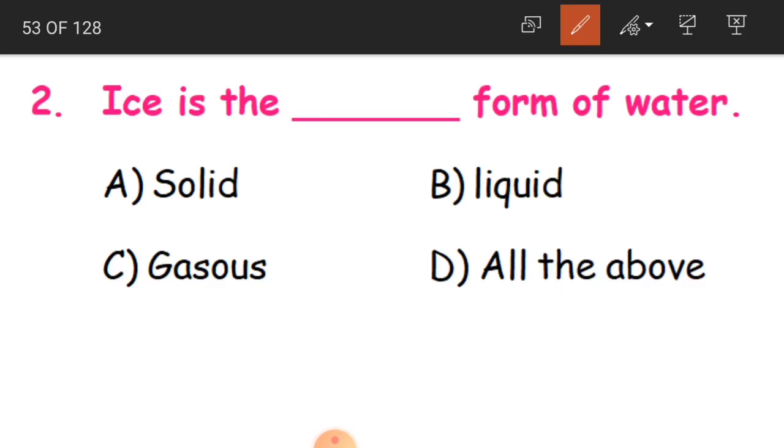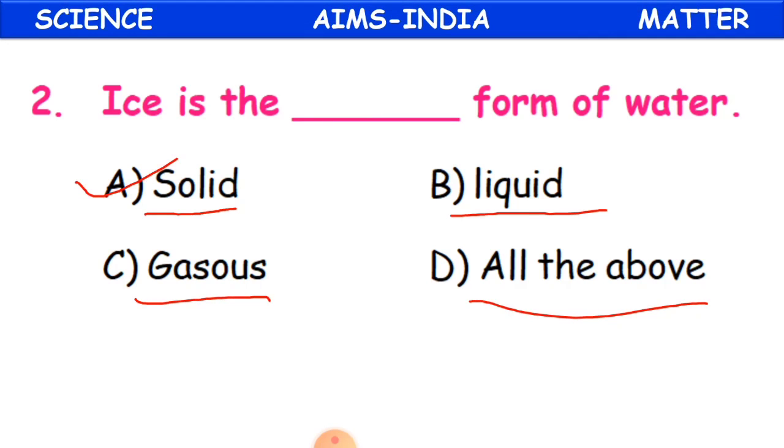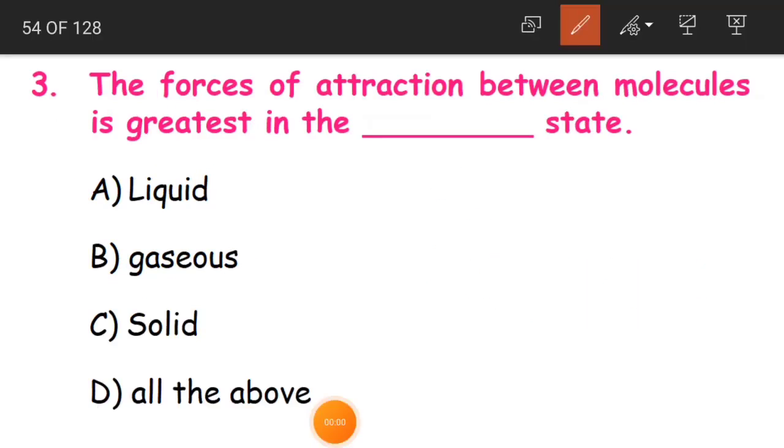Ice is the dash form of water. So in which form is this ice? Okay, is it in solid form, liquid form, gaseous form, or all the above? And the answer is solid form. Okay children? The third question children, the forces of attraction between molecules is greatest in the dash state.